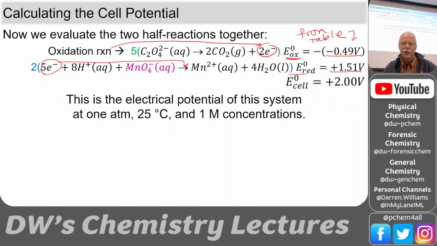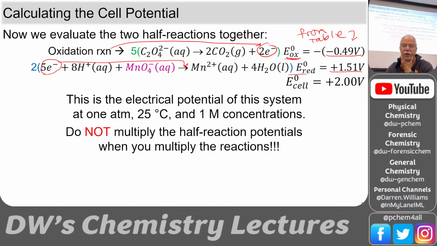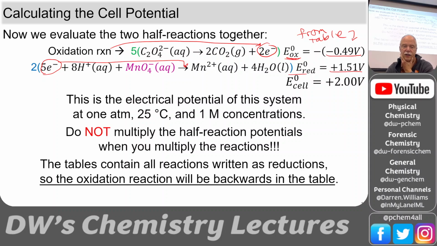Notice what we did not do. Can you see something fishy about this that most people make mistakes doing? Yeah, so we have that top reaction multiplied by 5, but we do not multiply the potential. Okay, so do not multiply the half potentials when you multiply the reactions. And the tables contain all of the reactions written as reductions, and so the oxidation reaction will always be backwards in the table.